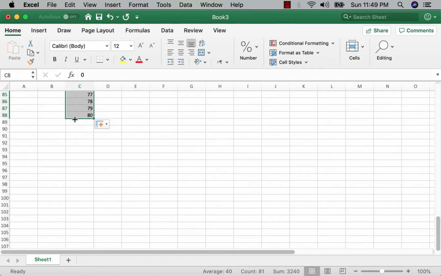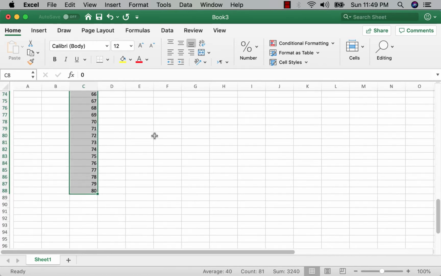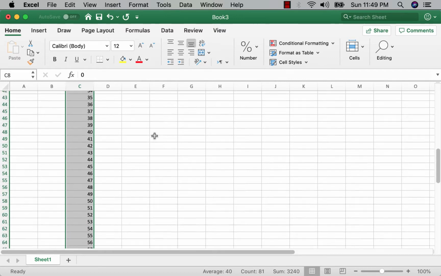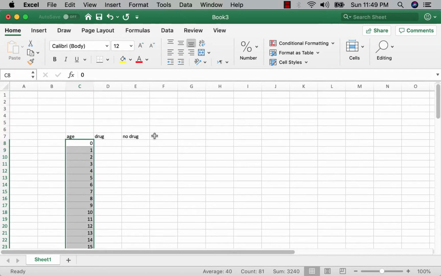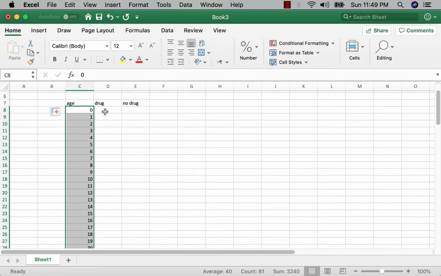First variable, age, so you just type 0, 1, enter the first couple. You click on it and you drag that down all the way until 80, so now you have 80 different years, just like the example that you did in triage.